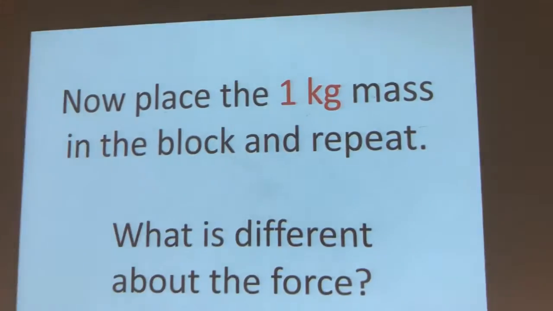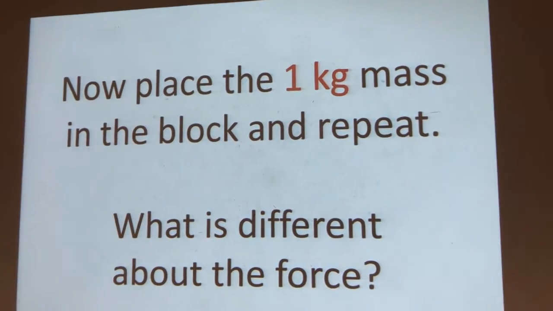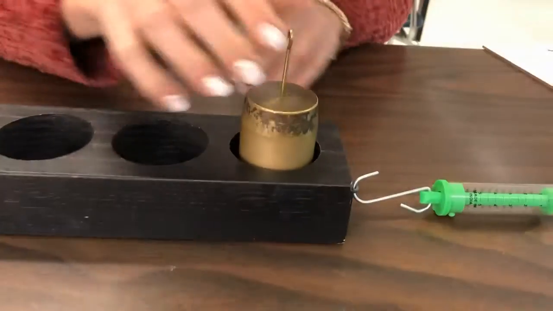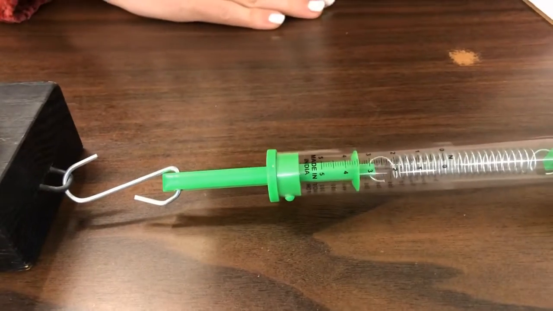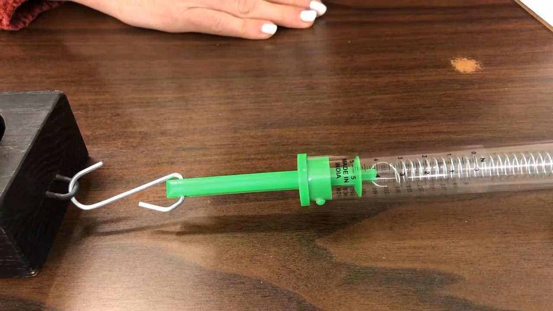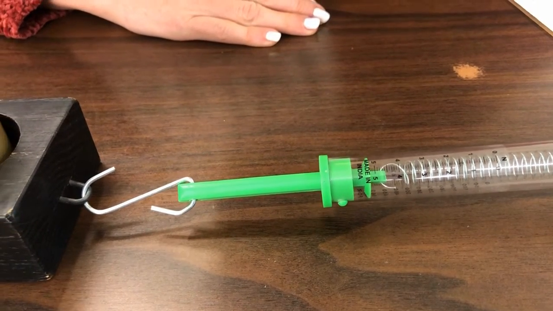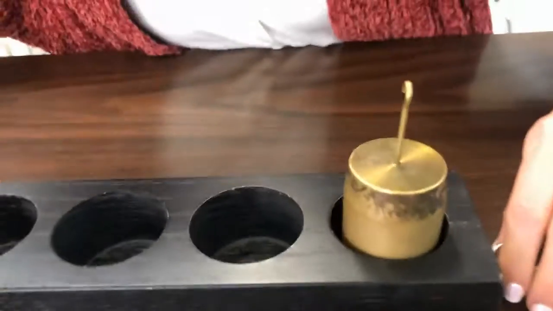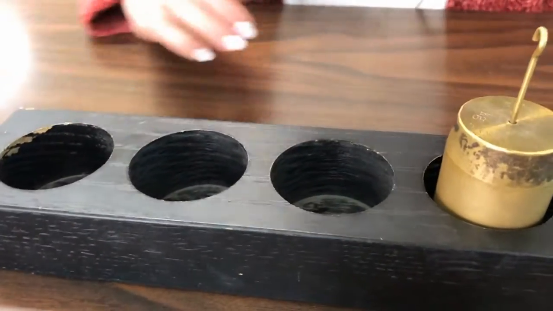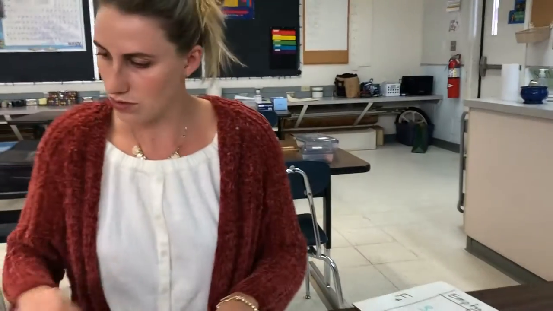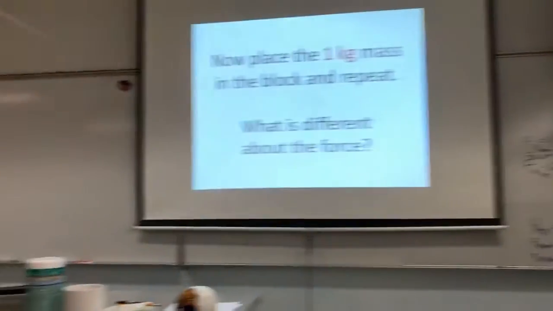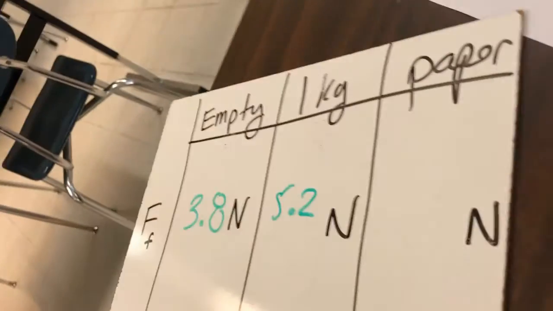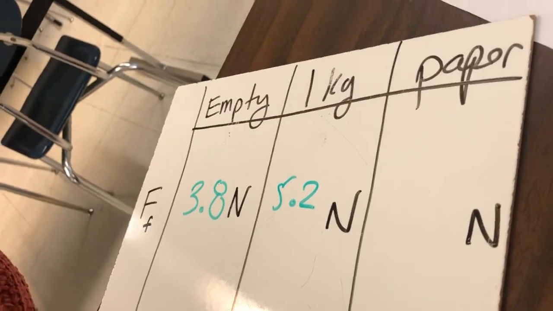Now place the 1 kilogram mass in the block and repeat. What is different about the force? Here we go. Whoa! That was more than 5. Should we use the other one? Or is this one fine? We'll call it 5.2. Okay, 5.2. Make it look like this. That's more. Definitely more.